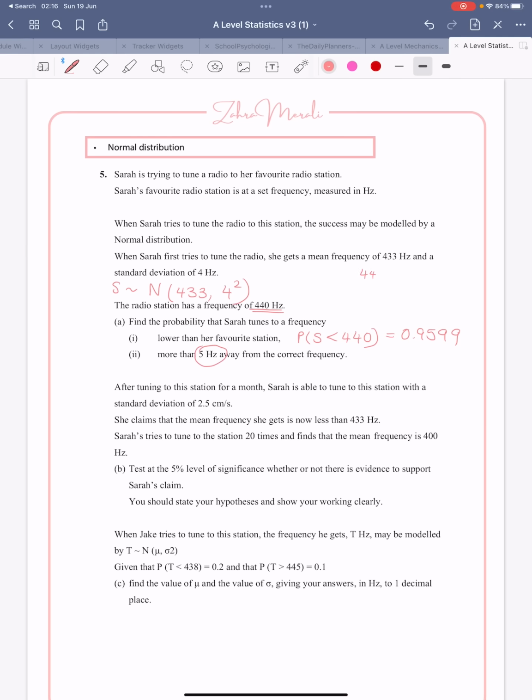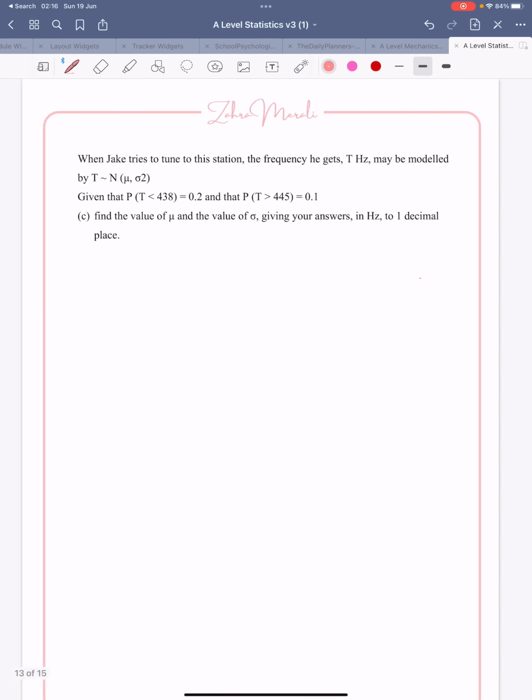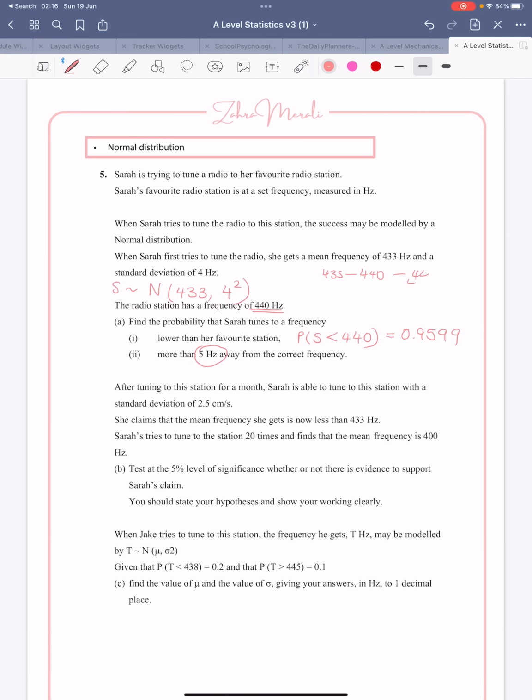So if we think about that, that means it's got to be outside the range between 435 and 445. But we want everything else. So what we can do is find the probability from 435 to 445 and do 1 minus it. And when we do that, we get 0.6928.